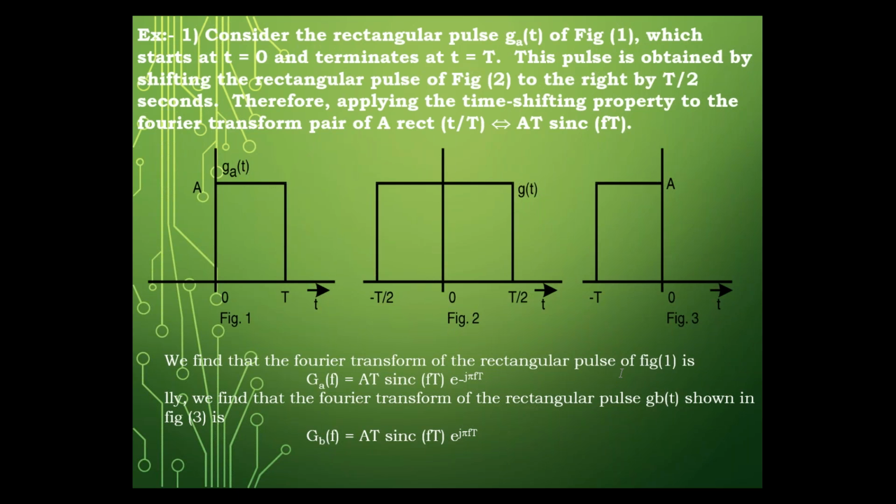Figure 1 I can write like this. I'm posting it here. So I can write my GA of t equal to, for figure 1, g of t minus capital T by 2. Now tell me, for figure 3, how can I write GB of t? Please post it in the chat box.